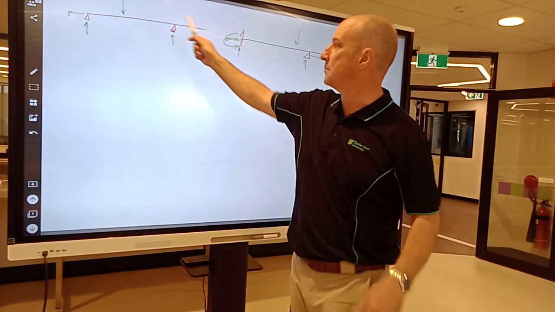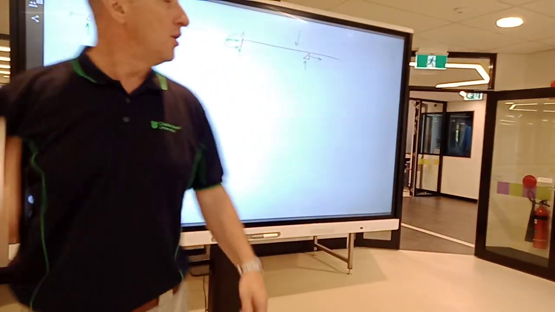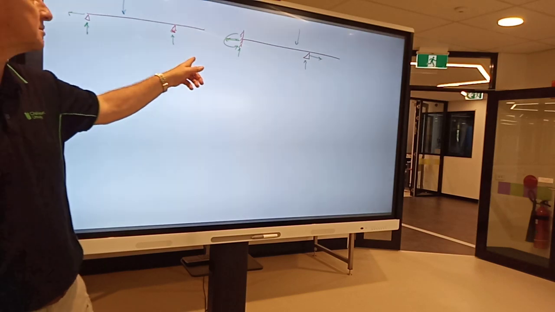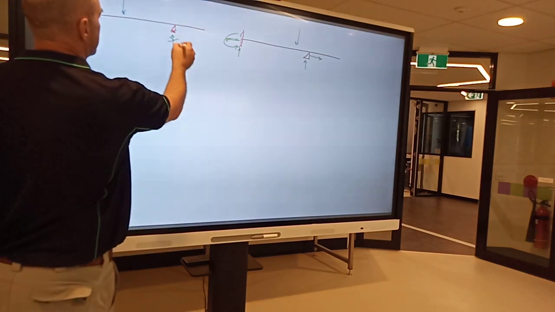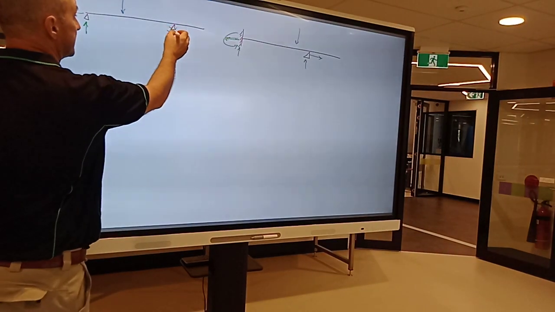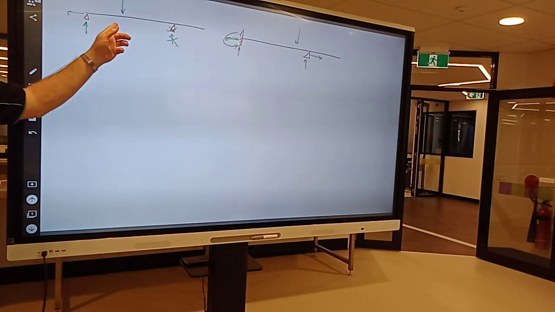If you look through and conceptualize this and think, all right, what happens if I take away one of these supports? If I say that is not there anymore, like take away the support, that is not there anymore, what would happen to that beam?